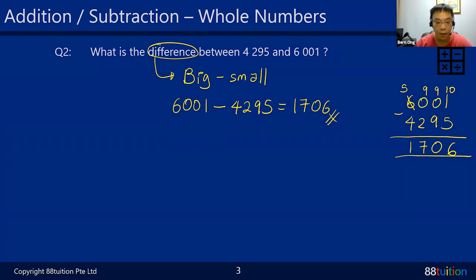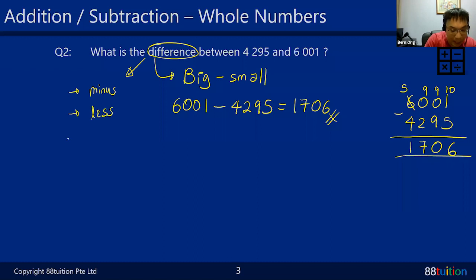Okay, so remember the meaning of differences means big minus small. Trust me, it always works. Okay? All right, next question. Oh, another meaning of differences. Sometimes they will use the word minus. All right, sometimes they will use the word less.